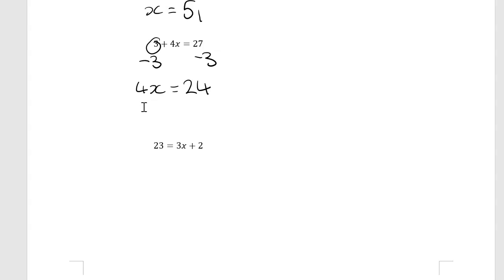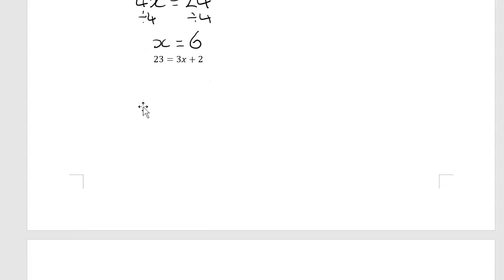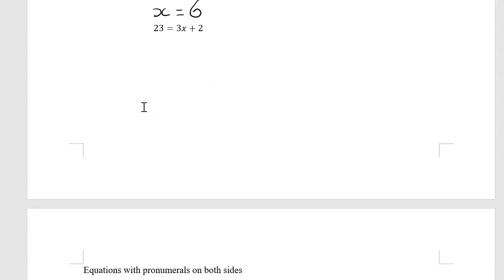Okay, now same as above, we can focus on the 4x. Because it's 4x, it's a multiplication, so the opposite is division. So x is going to equal 24 divided by 4, which is 6. Alright, now time for the last one.